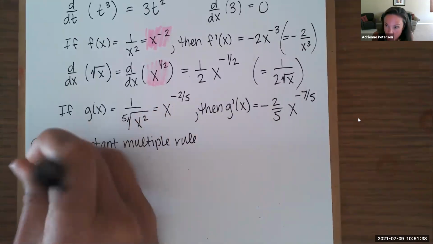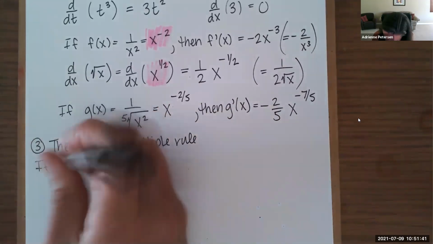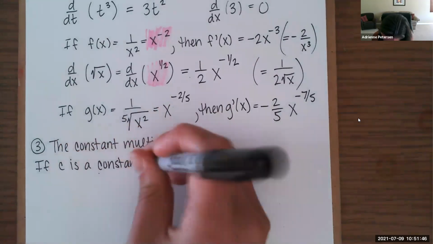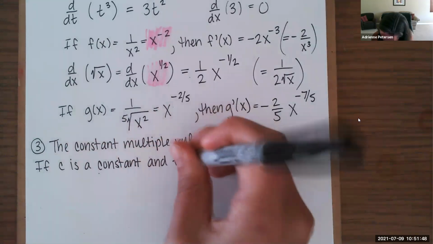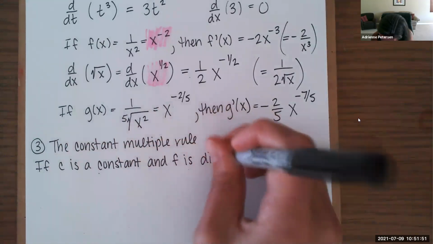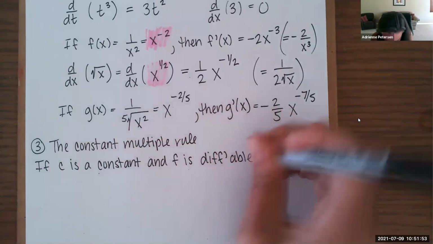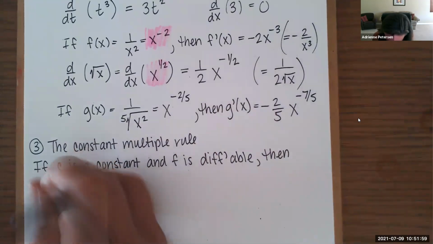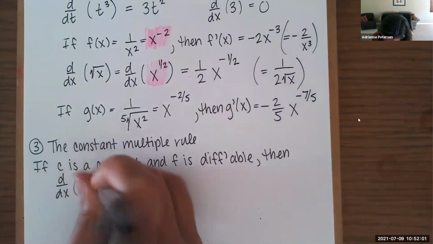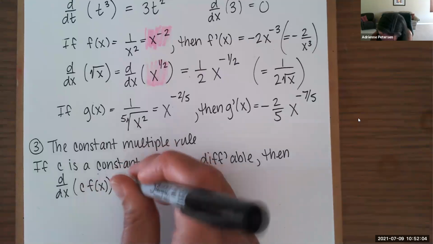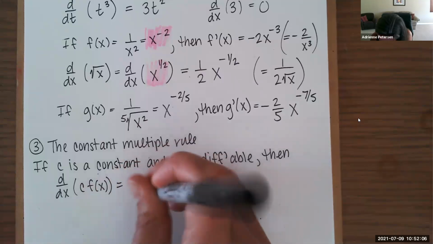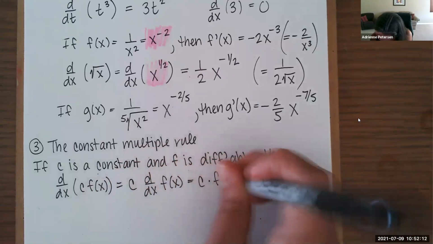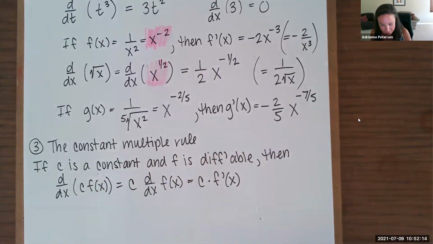And this just says if we have a constant, we can just pull that constant out in front. So if C is a constant and F is a differentiable function, then the derivative of a constant times a function is equal to the constant times the derivative of the function. So we can just pull that constant out, or C times F prime of X. And I'll show you how we use that.